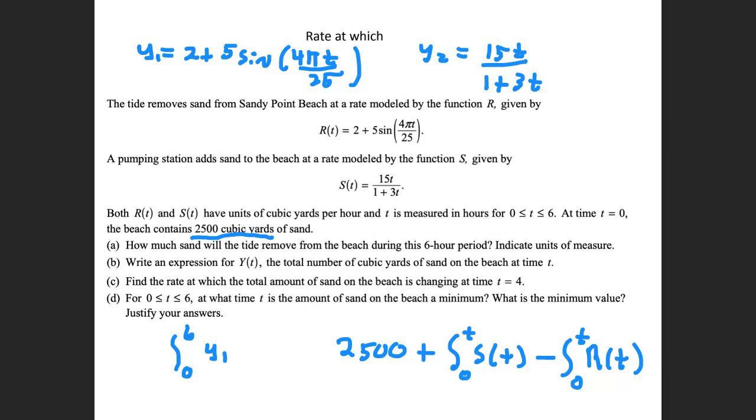Okay. Part C, it says, find the rate. Now, in these problems R sub t is the rate at which something is happening. This is the rate that the sand is being pumped onto the beach. That's why when we take the integral, it gives us the total amount of that. So these are really derivatives, aren't they? They're the rate at which something is happening. So it says, find the rate at which the total amount of sand on the beach is changing at time t is equal to 4.